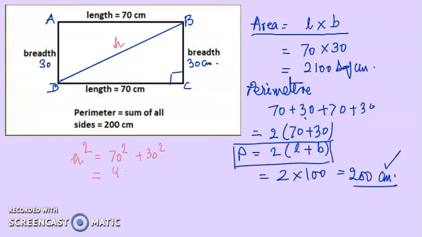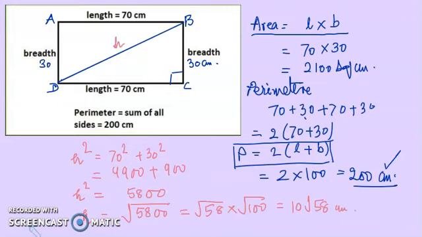70 square is 4900 and 30 square is 900, which is finally 5800. So h square is 5800, which means h will be square root of 5800, or we can further solve it a bit like square root of 58 times square root of 100, which is 10 root 58 centimeter. I hope everything is clear so far.